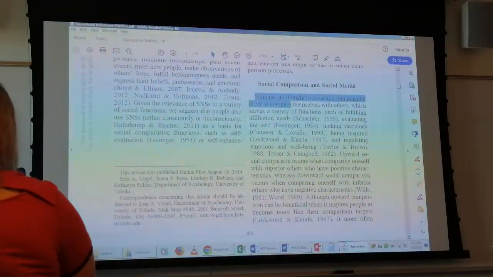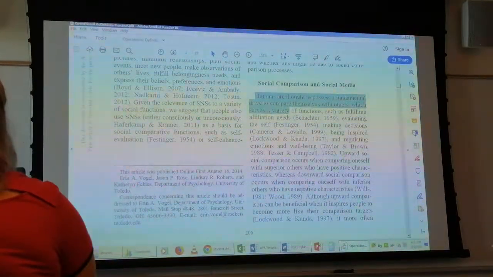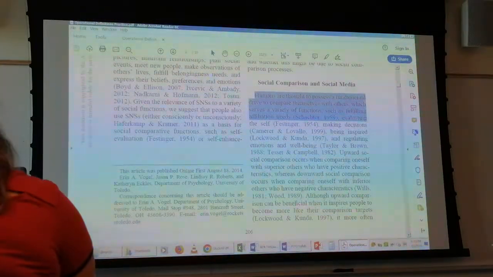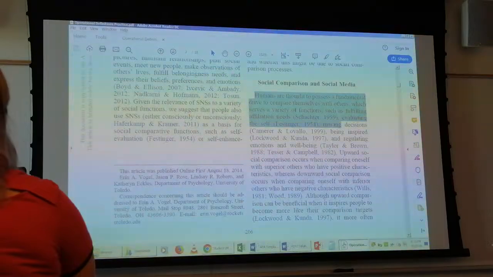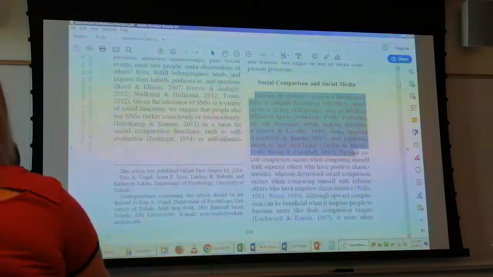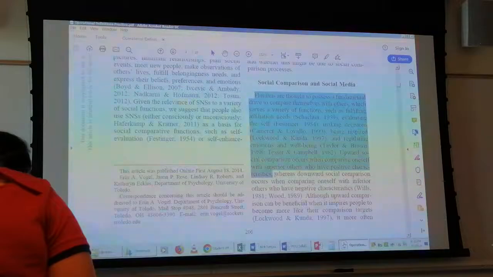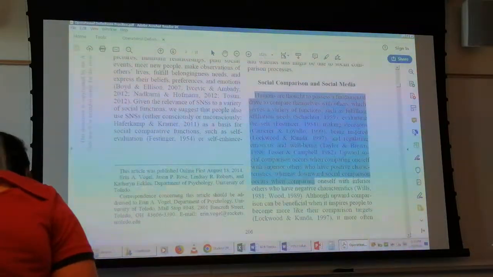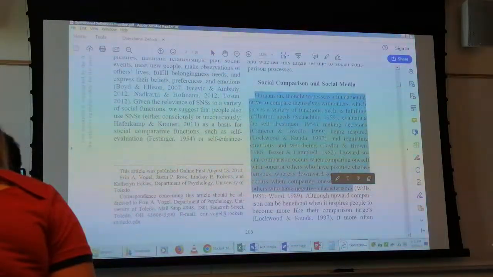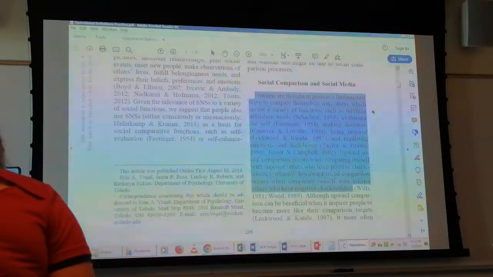So, humans are thought to possess a fundamental drive to compare themselves with others, which serves a variety of functions, such as fulfilling affiliation needs. There's Stanley Schachter, by the way. Evaluating the self, making decisions, being inspired, and regulating emotions and well-being. Upward social comparison occurs when comparing oneself with the superior others who have positive characteristics, whereas downward social comparison occurs when comparing oneself with inferior others who have negative characteristics. Copy, paste, there's the conceptual definition for upward and downward social comparisons.